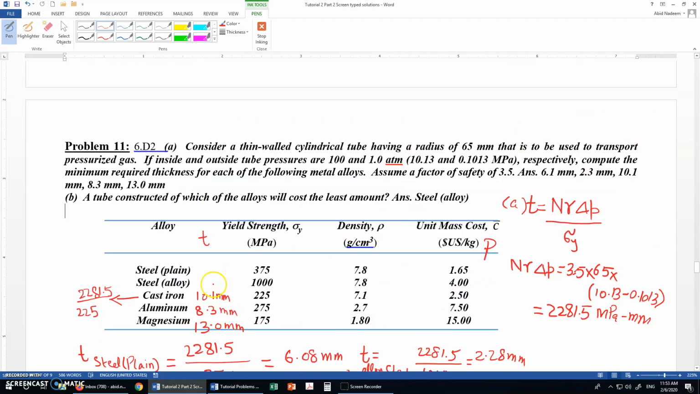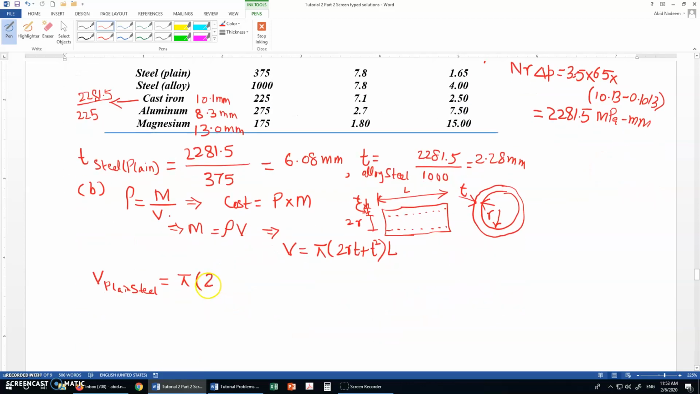R is equal to 65 millimeter. And convert it into meters. So times 10 to the minus 3 meters. 2r, and then thickness we already found, so thickness is 6.08 millimeter times 10 to the minus 3, plus thickness 6.08 times 10 to the minus 3, square, and then close it. So it's a long expression.